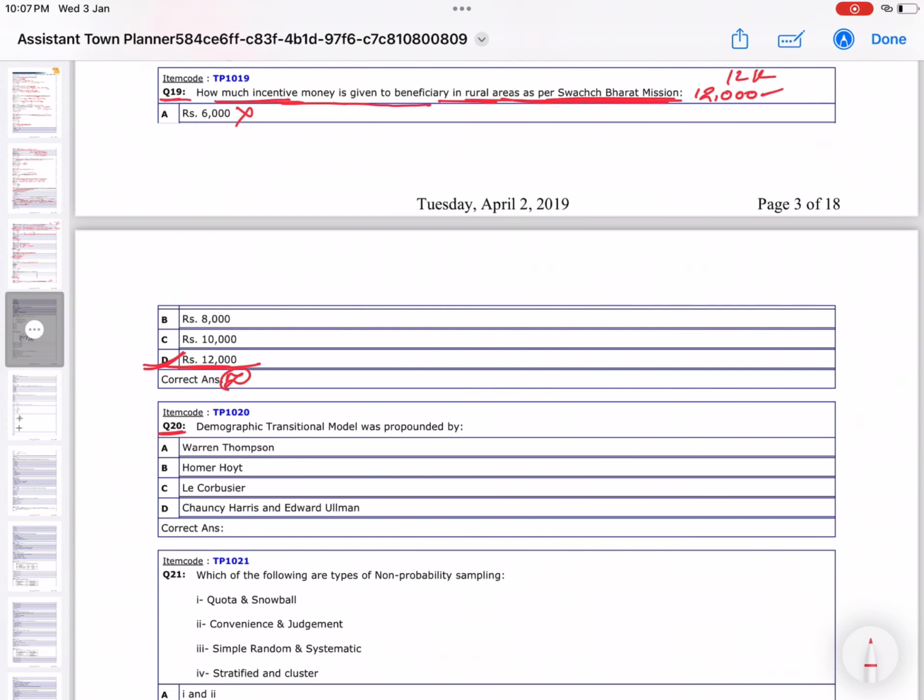Question number 20. The demographic transition model was propounded by Warren Thompson, and it indicates a decline in birth rate and death rate.